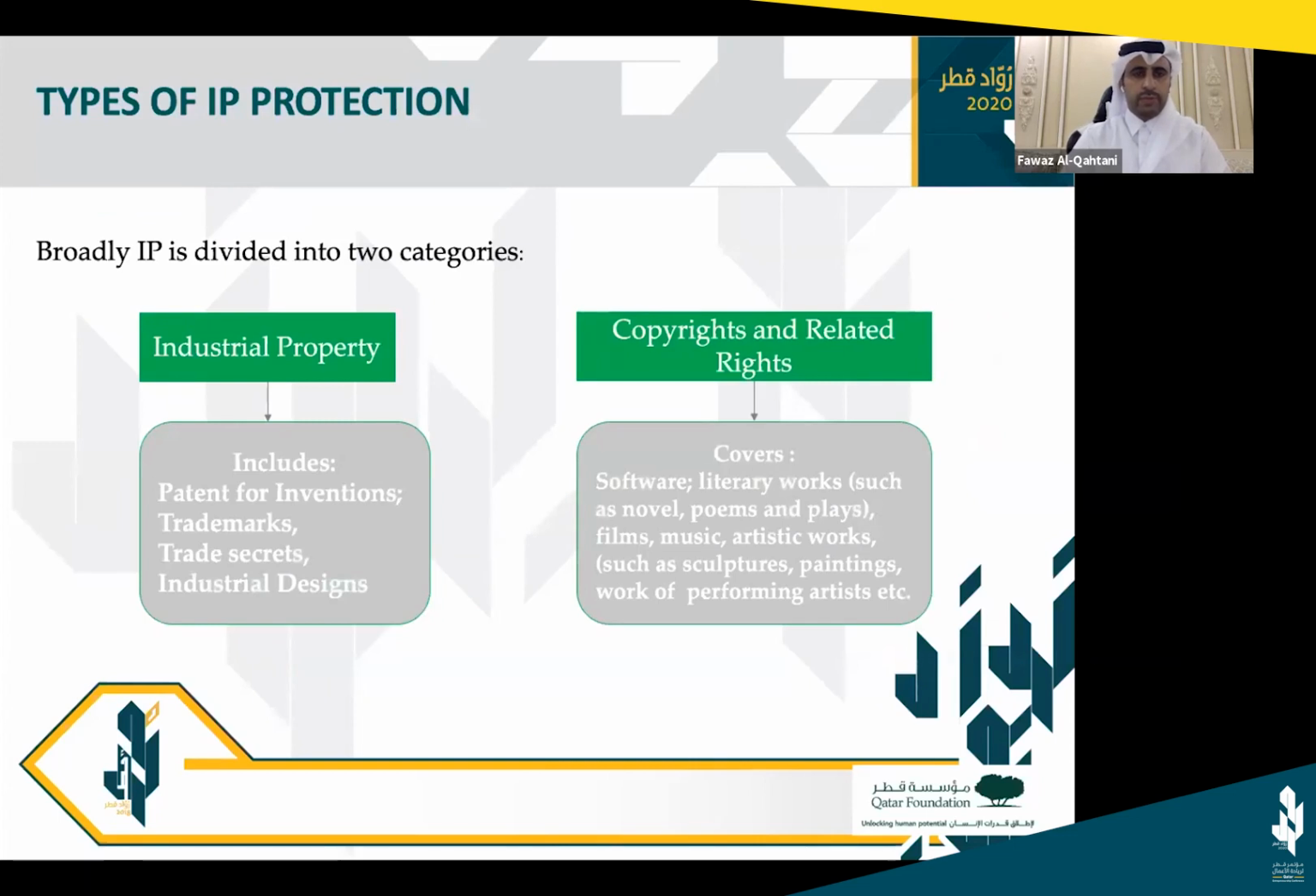So there are two types of IP protection. It's broadly divided into two categories. The first is industrial property, which covers patents for inventions, trademarks, trade secrets, and industrial designs, and that's where startups are. We have them in the market nowadays, and they fall under this category. Then we have copyright and related rights, which belong to literary works, poems, novels, plays, film, and music, and these are under copyright. Copyright is definitely a field by itself. It's huge. There are lots of things we need to learn about if anyone wants to understand it fully.